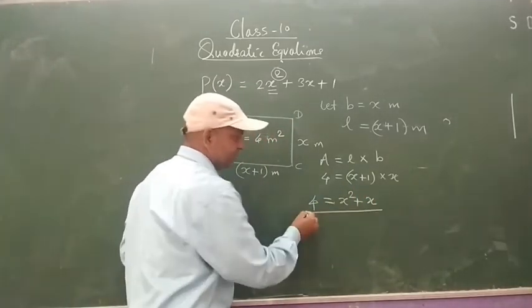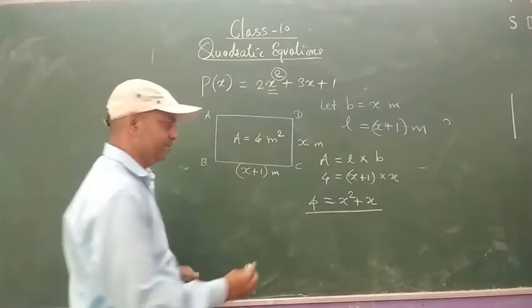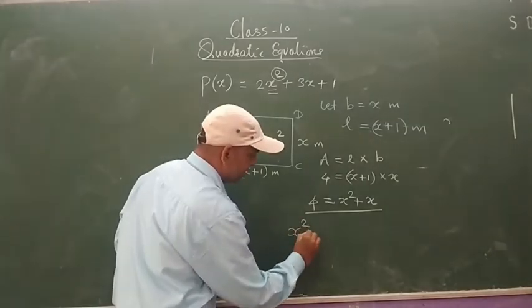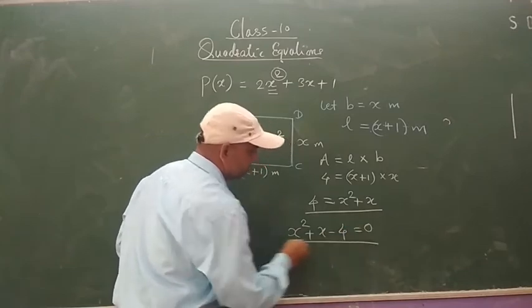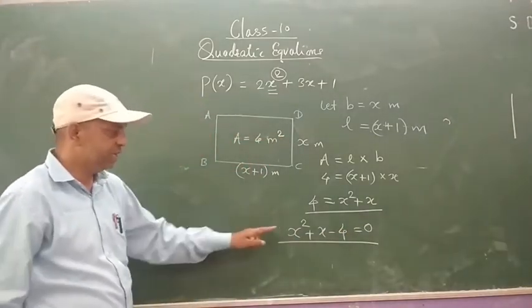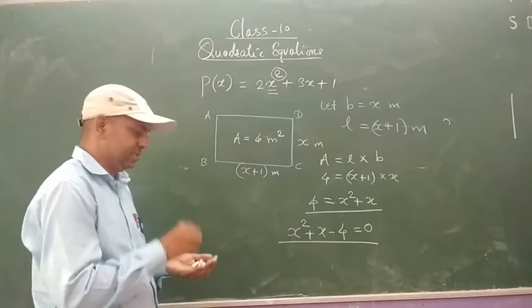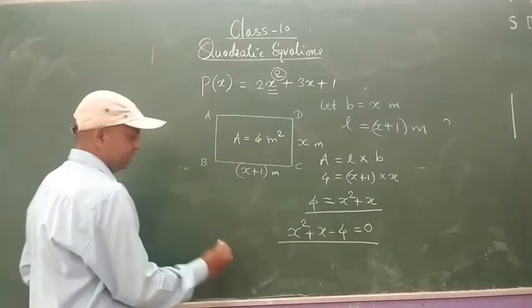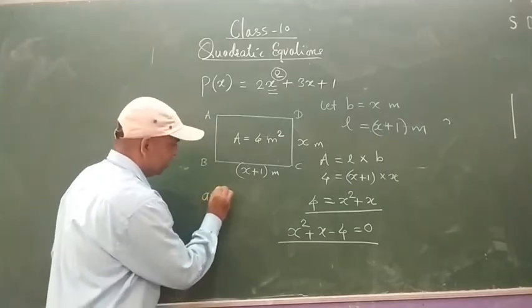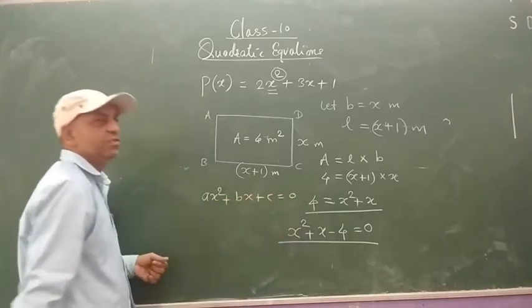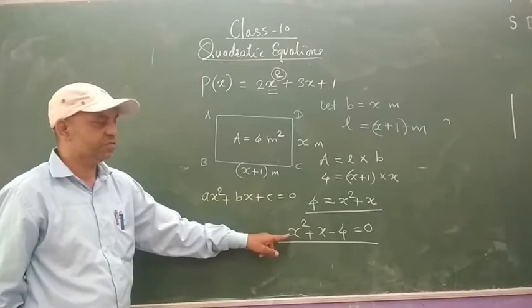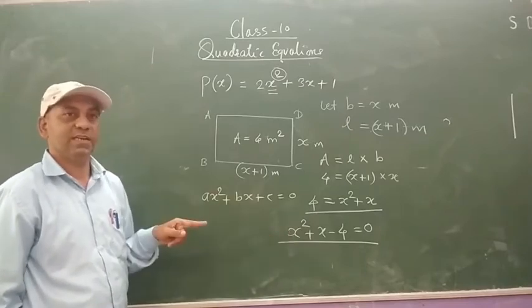Now just simplify. So x square plus x minus 4 is equal to 0. So this equation seems like this: ax square plus bx plus c is equal to 0. It means this is a quadratic equation.